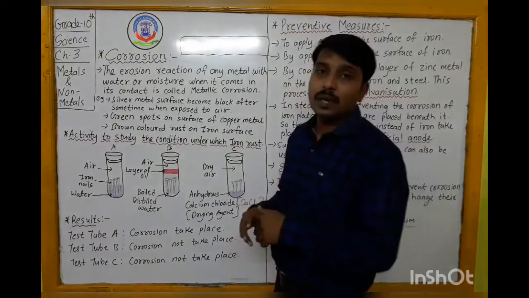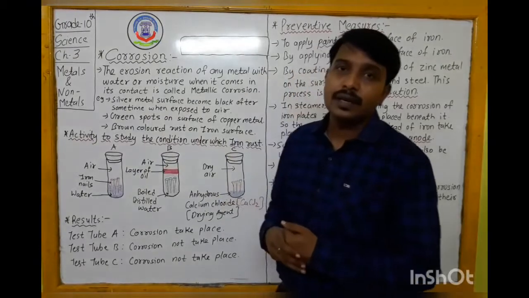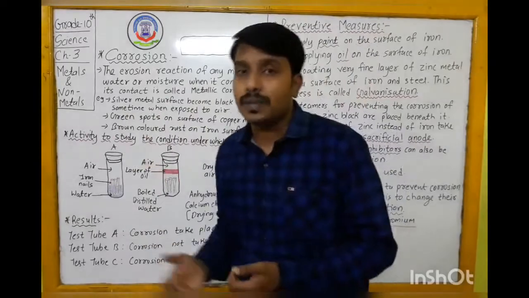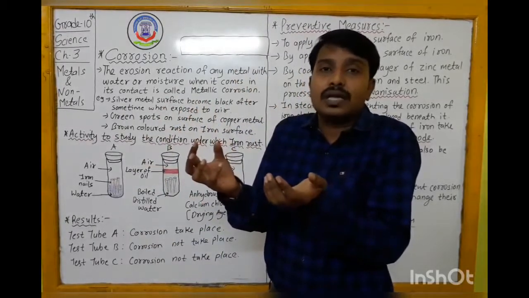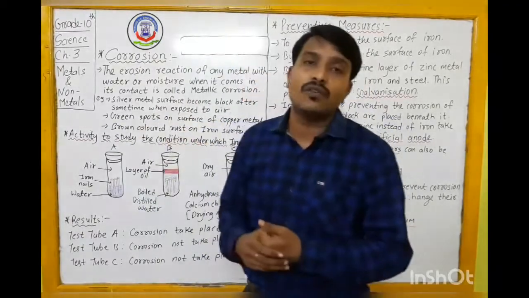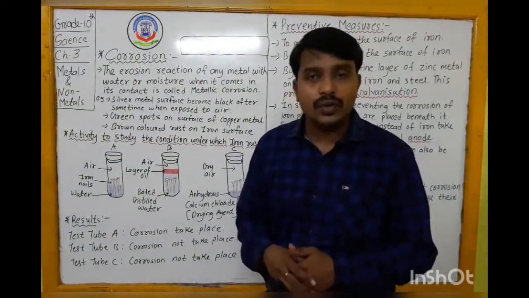Now what are some examples of that? You can see the silver metal. This silver surface becomes black when exposed to air for some time. That means if you keep it in air for a little while, after some time you will see a black coating or black shade coming on the surface of the silver metal. So that is nothing but an example of metallic corrosion.